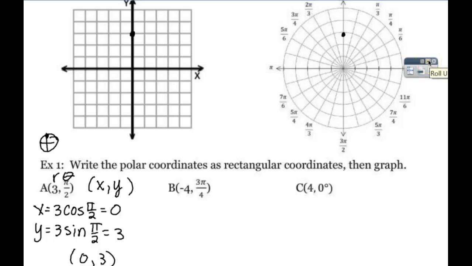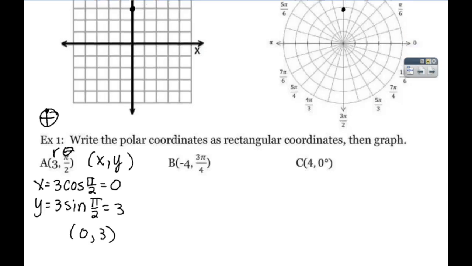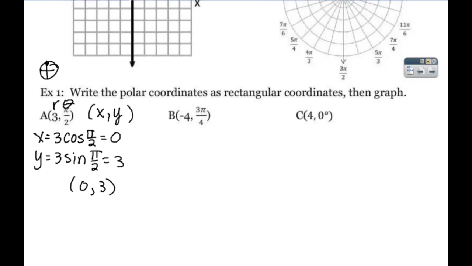Okay, I'm going to come back and do B, but leave room because my last class filled this in. Don't fill this in, but we're going to do this one next. So this is my r, and this is my theta, and I want x and y. So I'm going to do the exact same thing as what I just did. I'm going to do x equals 4 cosine of 0.